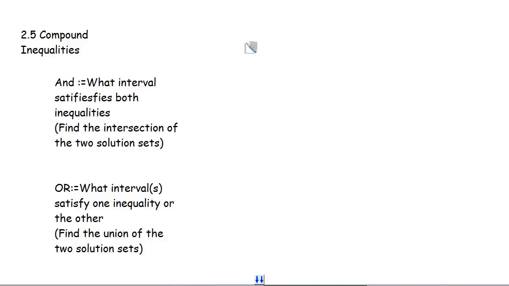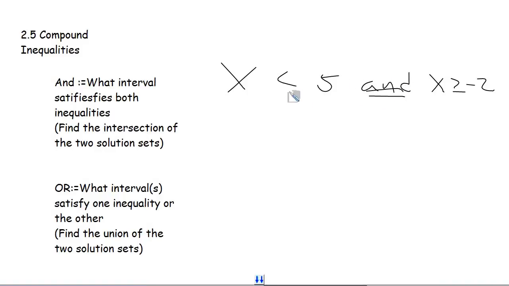I might ask you to solve something like x is less than 5 and x is greater than or equal to -2. Let me point out that this is my first time writing on this pad, so bear with me. But again, notice that this is an AND problem. You want to find the numbers that are less than 5 and greater than or equal to -2.